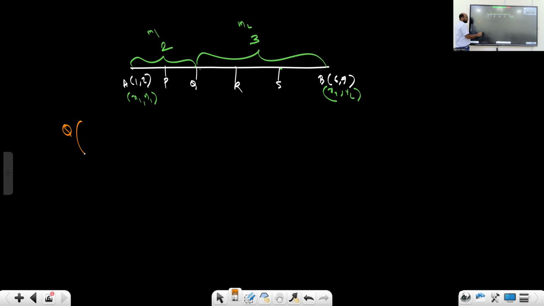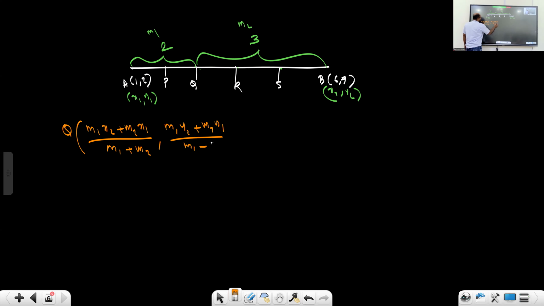What is the formula? (m1 x2 + m2 x1) by (m1 + m2), and (m1 y2 + m2 y1) by (m1 + m2). Tell me the values of m1 and m2. Everything is there. Tell me what into what plus what into what, by what plus what.